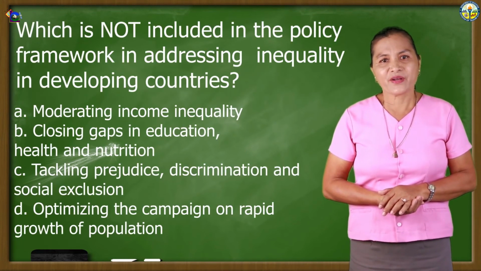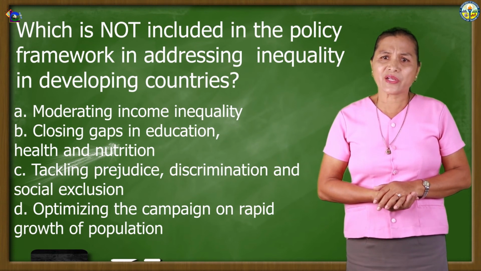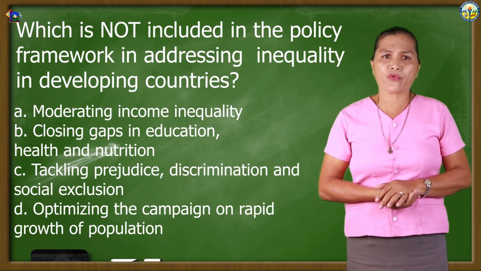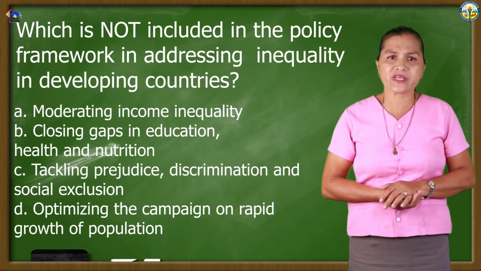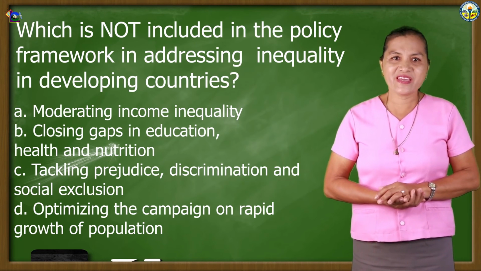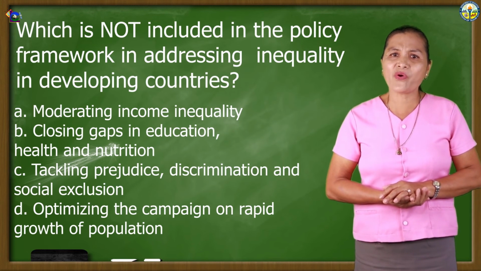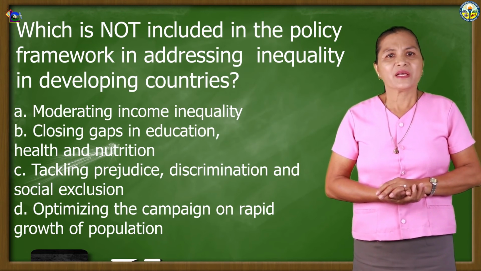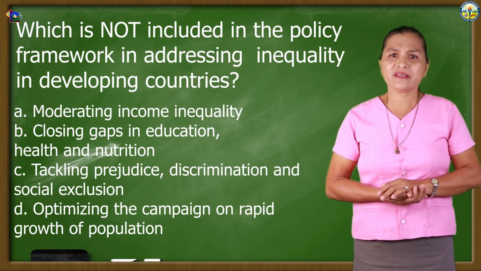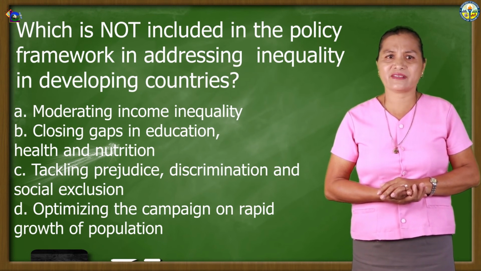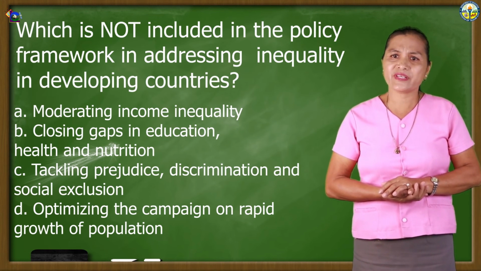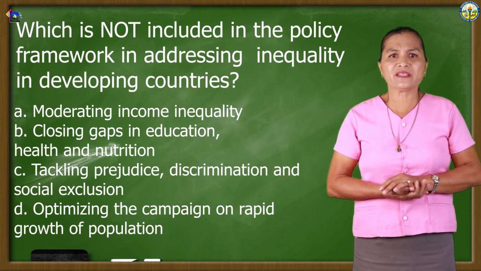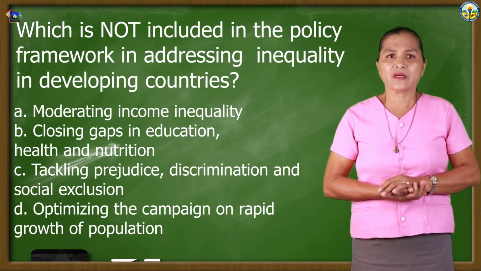Number 4, which is not included in the policy framework in addressing inequality in developing countries. A. Moderating income inequality. B. Closing gaps in education, health, and nutrition. C. Tackling prejudice, discrimination, and social exclusion. D. Optimizing the campaign on rapid growth of population.